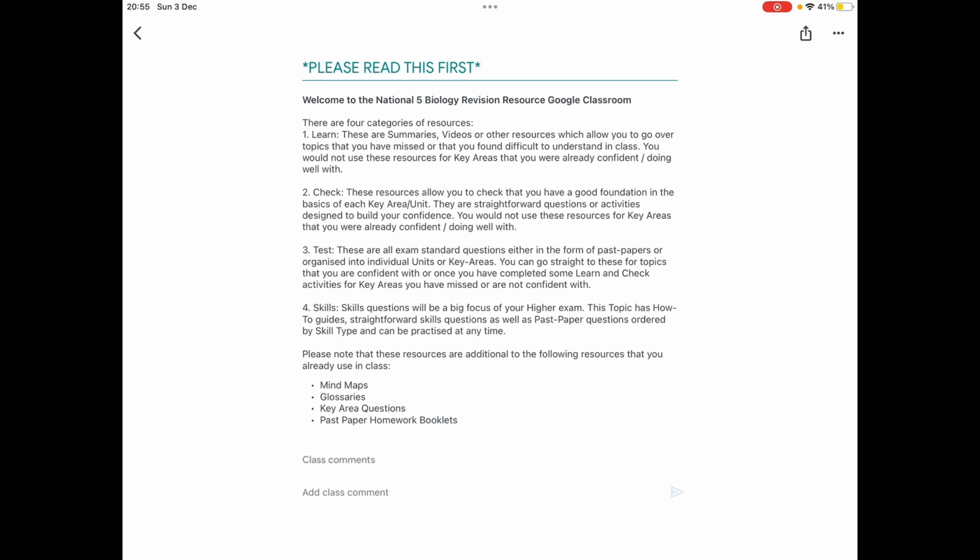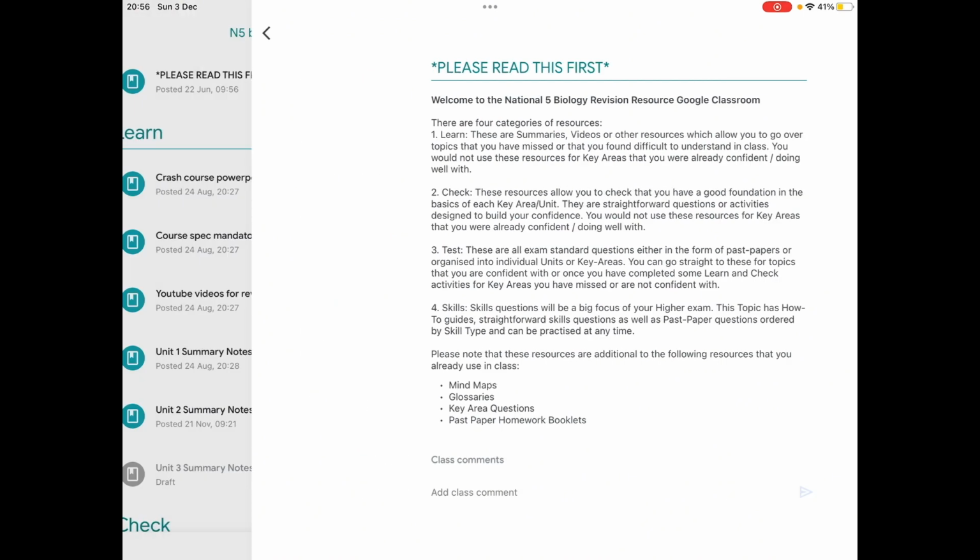So the test section, and I'll show you all the details of these in just a moment, the test section is all exam standard questions. These are past papers, sometimes they're just past papers themselves, sometimes they're organised into individual units, or even down to individual key areas. You can go straight to these for topics that you're confident with, so ones where, according to your assessment analysis, you've done well. Or if it's ones you're less confident with, you'll have gone through the learn and check sections first.